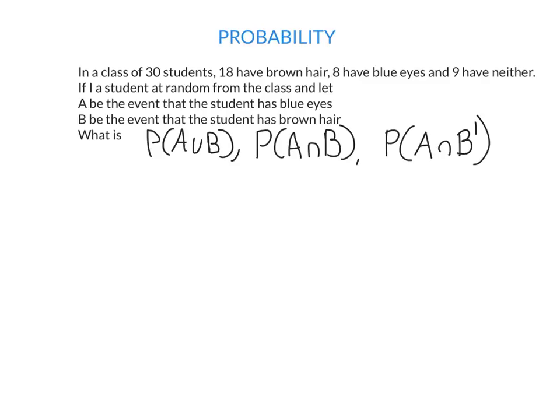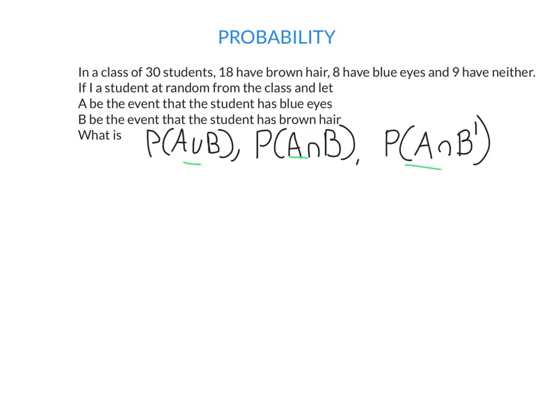So let's start off with this question here. A class has 30 students, 18 with brown hair, 8 with blue eyes, and 9 with neither. I'm going to select a student at random. A is going to be the event they have blue eyes, B is the event they have brown hair, and I'm going to calculate each of these 3 probabilities here.